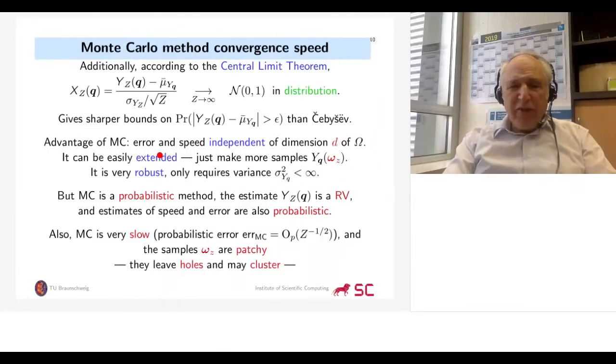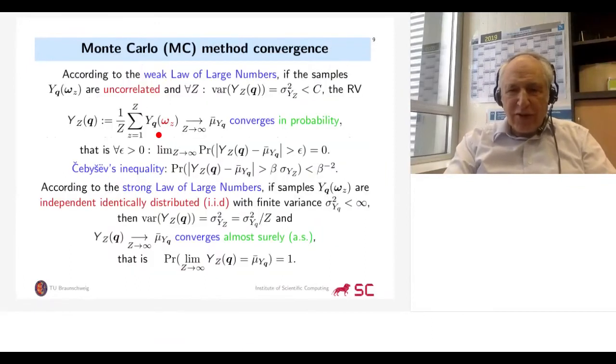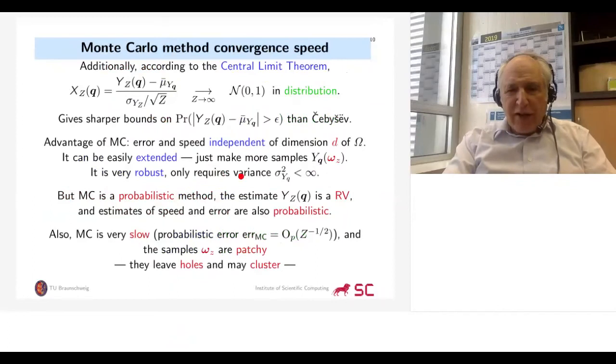And it can very easily be extended. If it's not accurate enough, you just make more samples. And it's very robust. There's not much requirement on the function, on the integrand which you're integrating. So on this y of q, there's not much requirement on it, other than it has finite variance. But it is a probabilistic method, and what comes out here is a random variable.